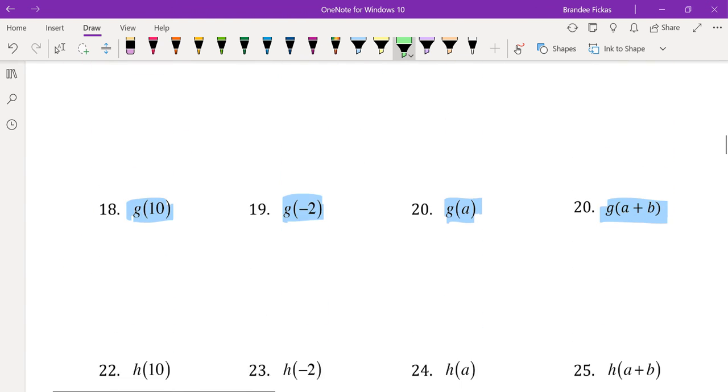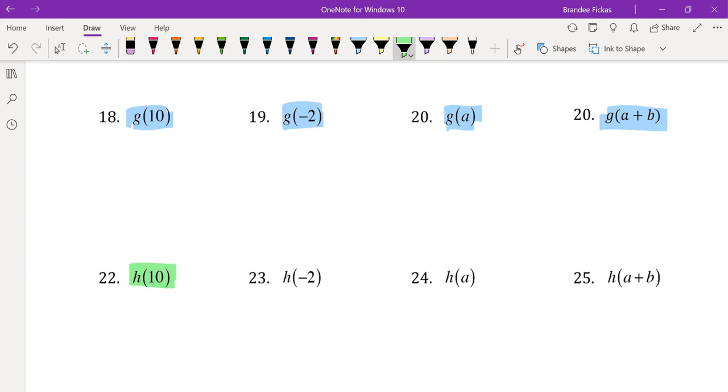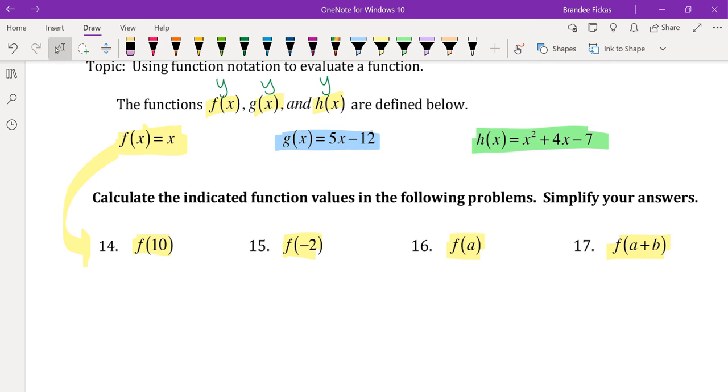For the next one, make sure I keep my colors accurate, is h. So we are going to use the equation that is h of x. So it tells us by the different letters, f, g, h, which equation we are plugging into. So when I say plug into, we are plugging in for x. All of these numbers, now I'm going to erase this, and I'm just going to highlight what is inside the parentheses. That is what we plug in for x.